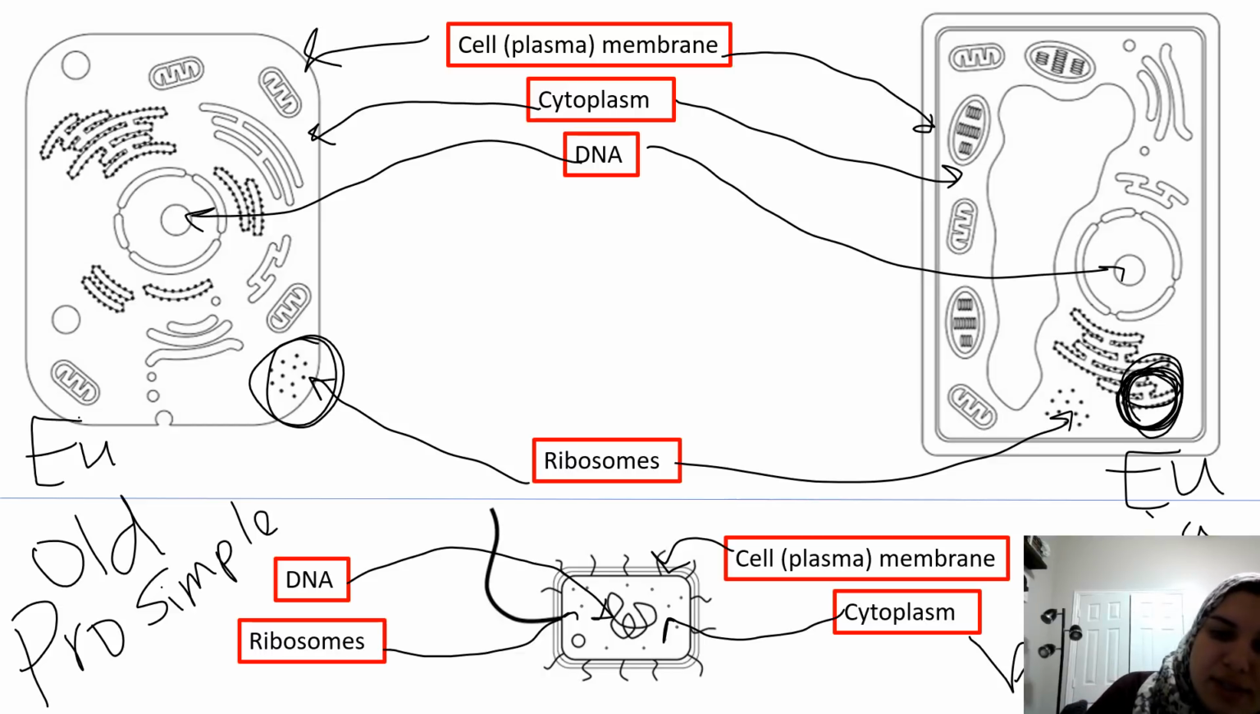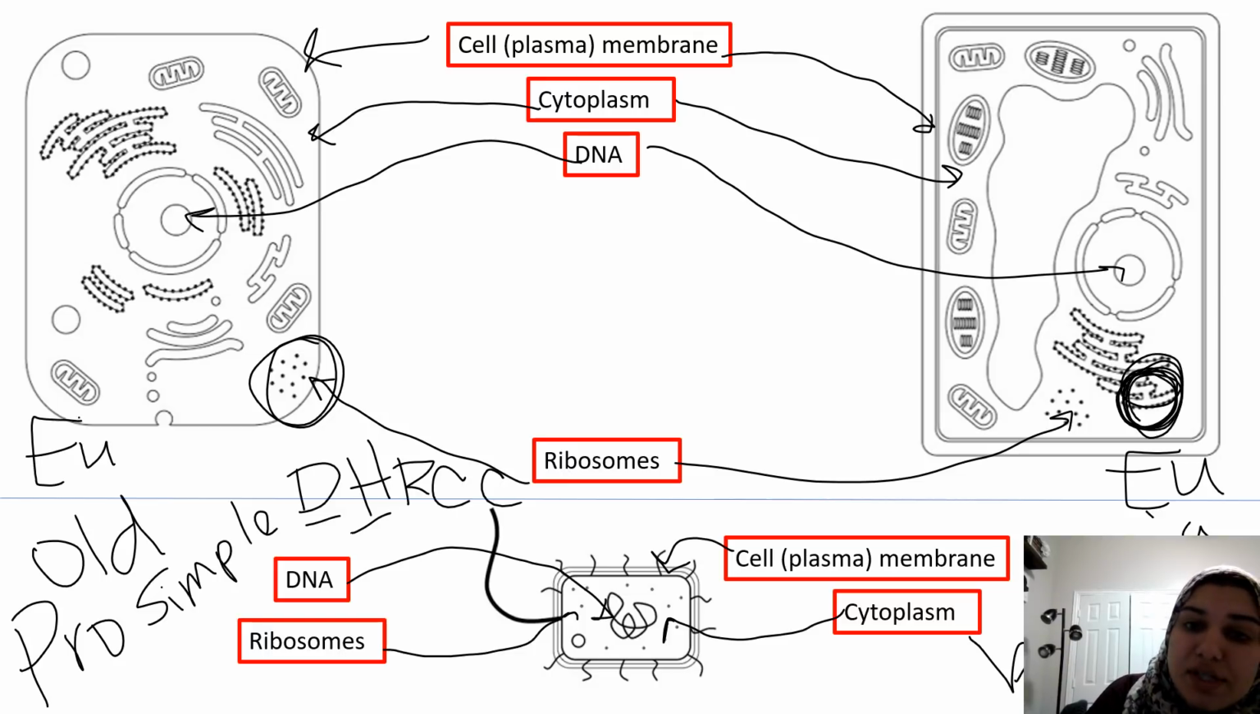How are you going to remember this? I always say, don't hate runny chocolate chips. So the D stands for DNA. The H stands for homeostasis. The word homeostasis means balance. So all living things have the ability to maintain homeostasis, meaning they move stuff in, they move stuff out of their cell to keep themselves balanced. The R stands for ribosomes. The C stands for cytoplasm, and the last C stands for cell membrane. Alrighty, so those are the 5 things they have in common.